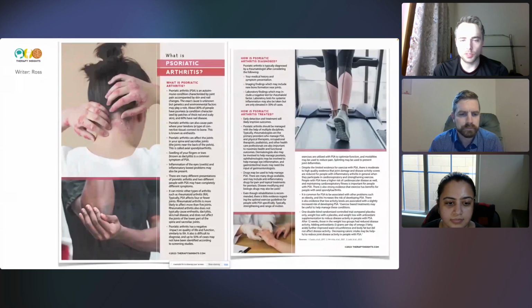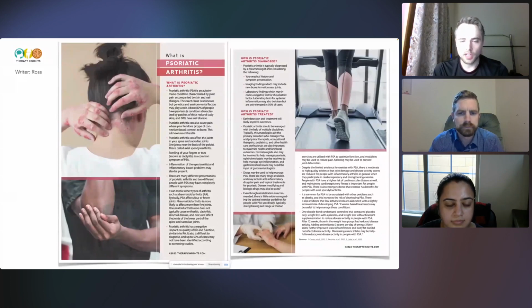I didn't dive into what specific drugs might be used very much, but there are some drugs available, and that can include anti-inflammatory drugs and topical treatments for the psoriasis. And then there's also disease-modifying and biologic drugs as well that are available.